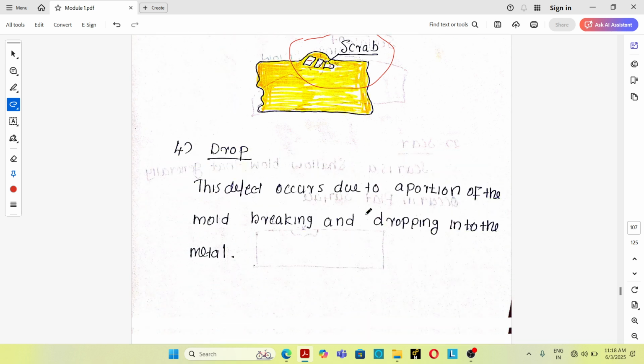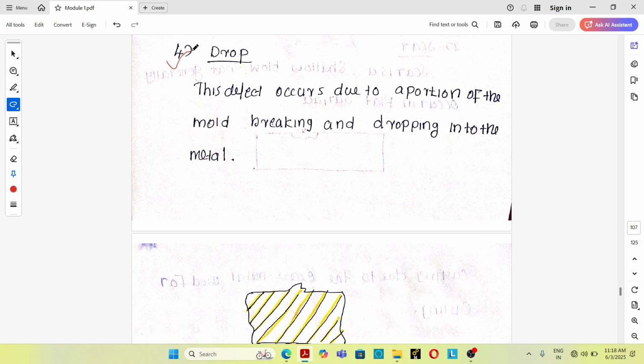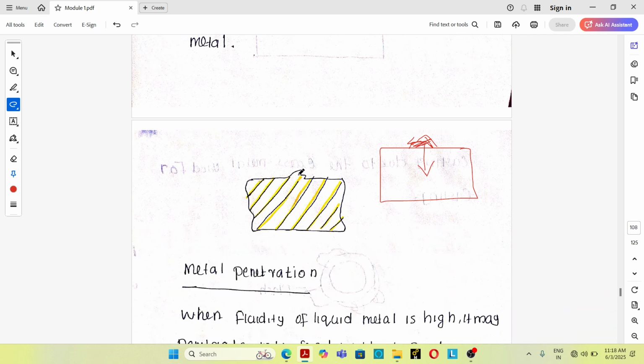Fourth one is drop. This defect occurs due to a portion of the mold breaking and dropping into the metal. Suppose this is a mold cavity. A portion of the mold breaks, and the sand falls into the molten metal, and the molten metal fills this area, and that is known as drop. So this defect occurs due to a portion of the mold breaking and dropping into molten metal.